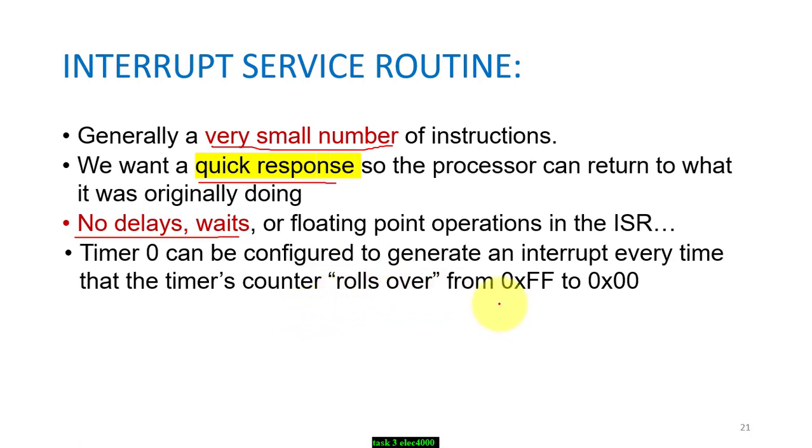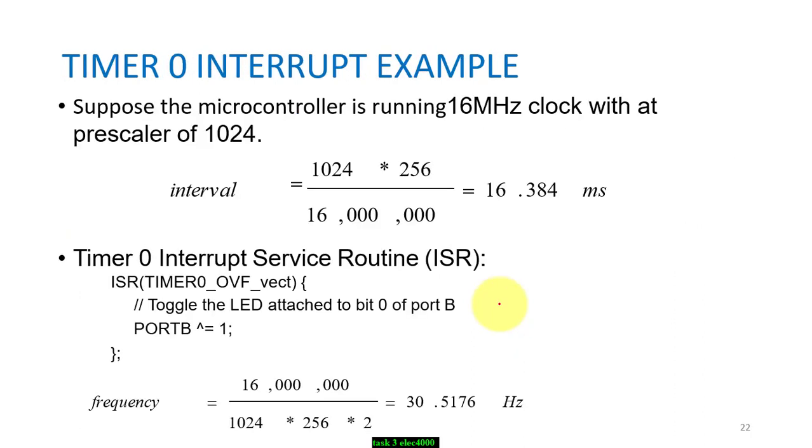So keep in mind, if my counter counts from 0 to FF, then I can trigger an interrupt. I can read the interrupt register that's saying it's an overflow, and when I read that overflow, I will use it through the interrupts. Now, suppose that a microcontroller is running at 16 megahertz with a clock prescaler of 1024.